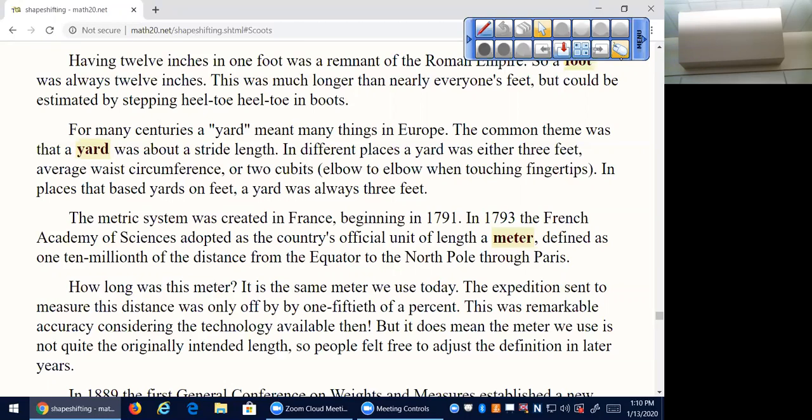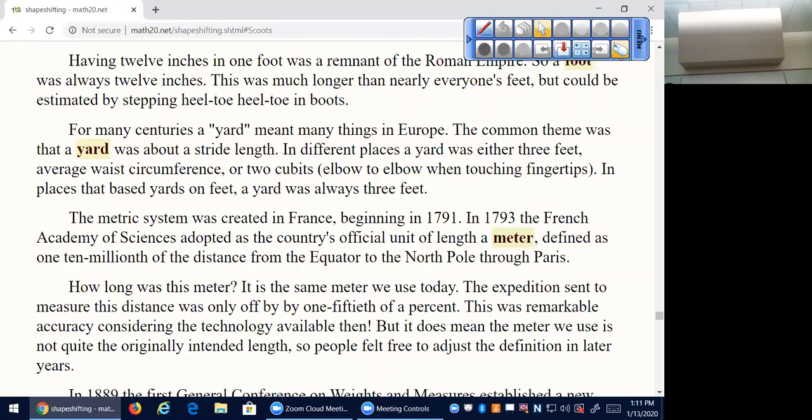That's kind of sloppy. So France in 1791 decided to redo the measurement units and actually make them more organized. So they defined a meter as a 10 millionth of the distance from the equator to the North Pole. And since the Earth isn't perfectly round, you have to pick which route you're going up from the equator to the North Pole. And since this is France, they decided the one through Paris. And it was absolutely remarkable. They sent out an expedition to measure that, and they were only off by a 50th of a percent, which for their technology is astounding.